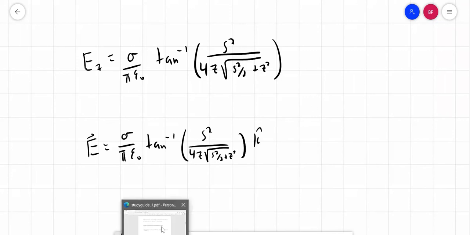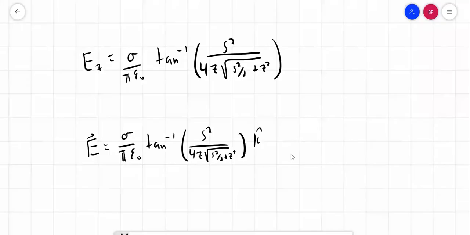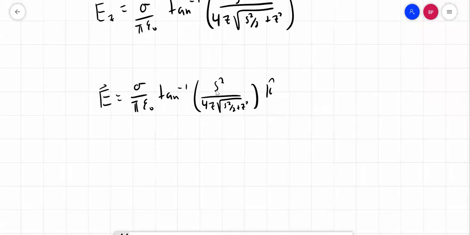All right, now the last part of our problem here, or sorry, the second to last part says, what happens to the electric field if the square extends to infinity? All right, so in other words, I want to take the limit of this thing as s goes to infinity. Both sides of the square have side length s. So if I take the limit as s goes to infinity, that's the same as the square going to infinity.